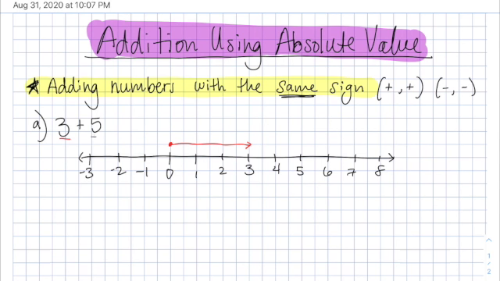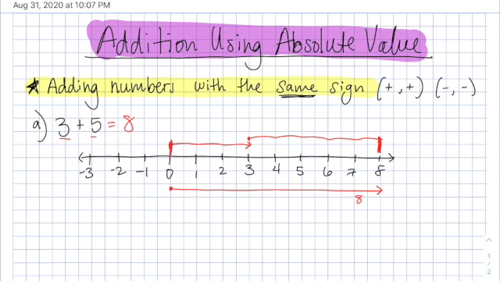Then we're going to continue from 3, 5, because we're doing 3 plus 5. 1, 2, 3, 4, 5. So our answer is 8, because that's where the last arrow ends up at. It ends up at 8. Now, if we were to draw an arrow that represents the sum that we get, it would go from 0 to 8. So I'm going to draw it underneath. That arrow is the combined length of 3 and 5.